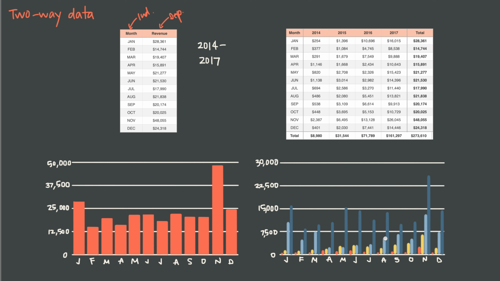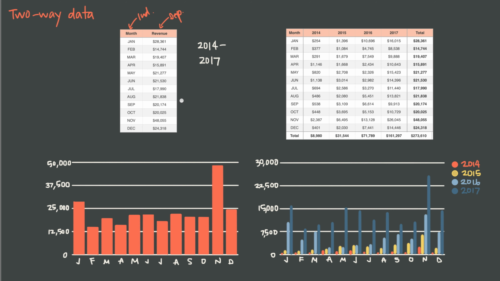And as usual, especially when you have multiple data sets graphed in the same chart, it's helpful to include a legend. So we could include something like this that indicates by color which data set represents 2014, 2015, 2016, and 2017. So either one of these, the one-way data table and the two-way data table, both are acceptable, and they certainly both have their benefits.